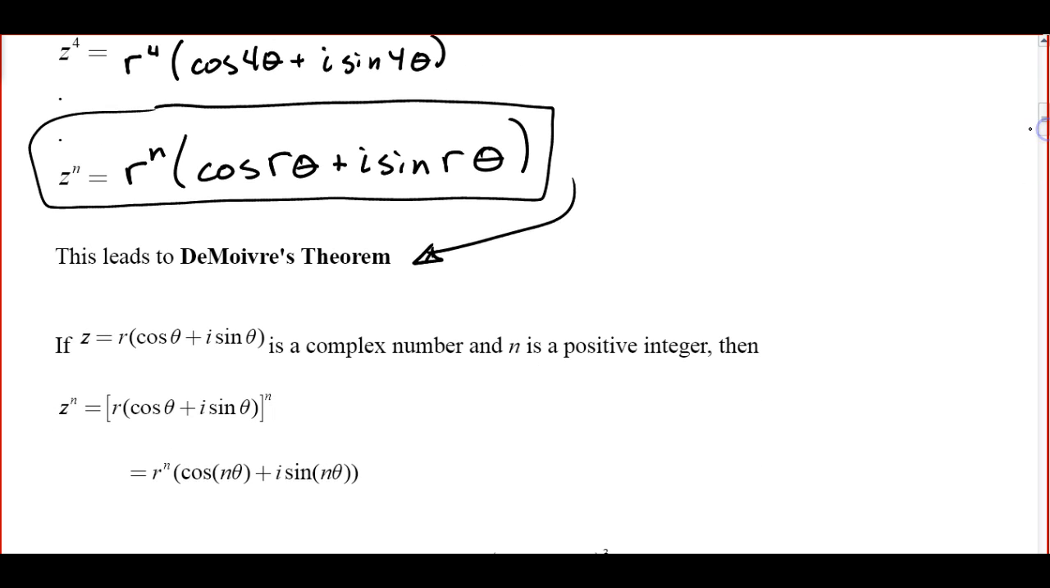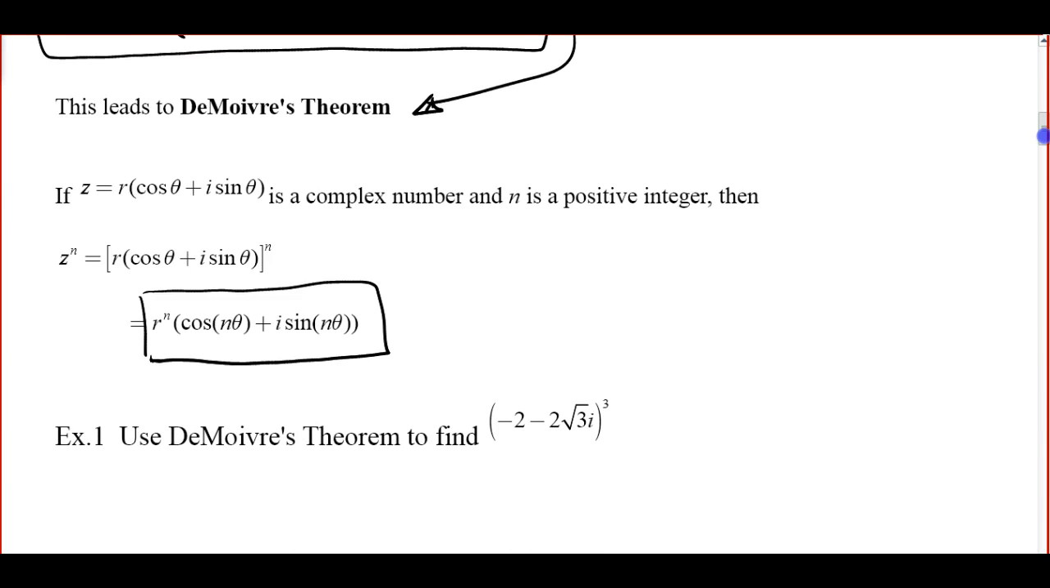Alright, so we've got z is equal to r times cosine theta plus i sine theta, a complex number, and n is a positive integer. Then z to the n is equal to, here's my complex number raised to the nth, which turns out to be this. So here's a formula that you can use anytime you're trying to raise a complex number to a power. Let's take a look at using this in an example.